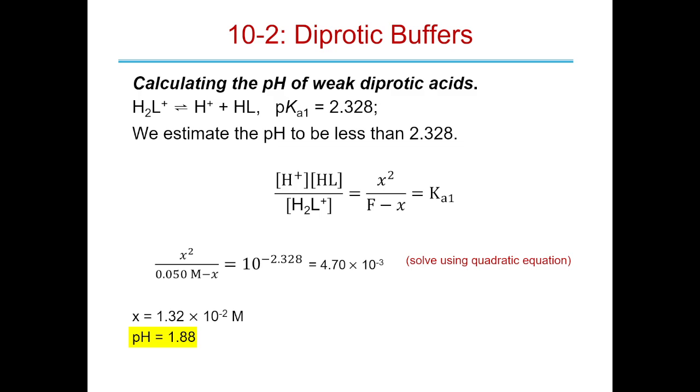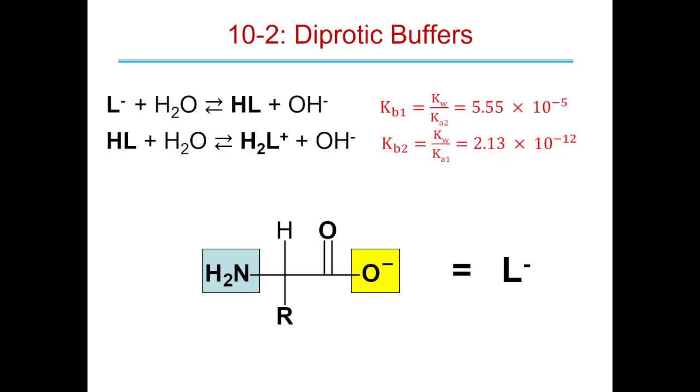Okay, anyways, that gives you a pH of 1.88. I'm sure you're not particularly surprised it's somewhere near 2.3, right? The pHs are always going to be somewhere around the pKa's. Again, here we have a diprotic buffer. And yes, a diprotic acid can make a buffer system. They're actually quite good at it. And you can, in fact, make two different buffer systems, because you have two different pKa's.